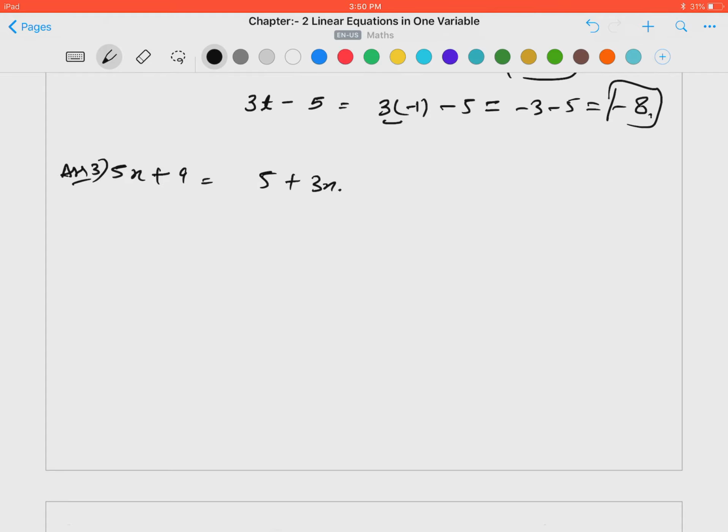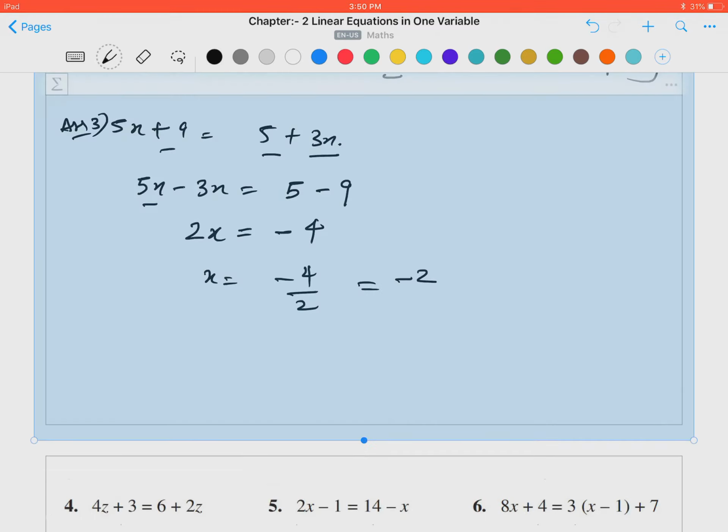Again we'll do the same process, keeping the variable term on one side and the non-variable term on the other side. So here we have 5x, and this plus 3x will become minus 3x here, and on the right side we already have a 5, and this plus 9 will become minus 9. So this 5x minus 3x will give us 2x, and 5 minus 9 will result in minus 4, so x will be equal to minus 4 by 2, or the answer will be x equals to minus 2. Now again let's check the answer.